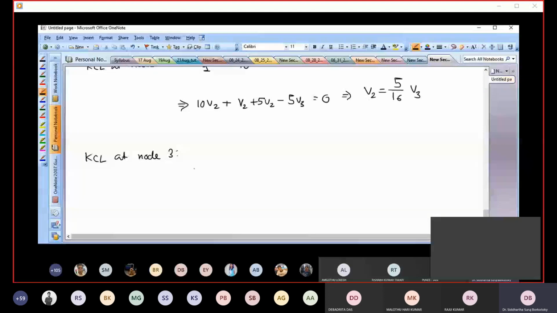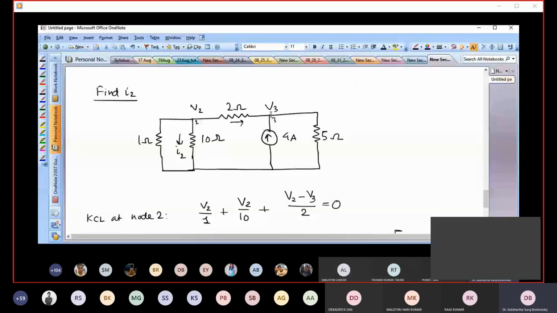So that node equation would be V3 minus V2 divided by 2. Why? Because the current is flowing out of V3 towards V2. I'm just taking one node and assuming that all the currents are flowing out. So it doesn't matter that when writing the KCL equation for node 2, I assumed that the current is flowing from left to right, whereas when writing the KCL equation for node 3, I am assuming that the current is flowing from right to left.